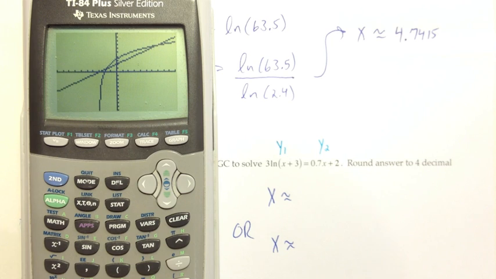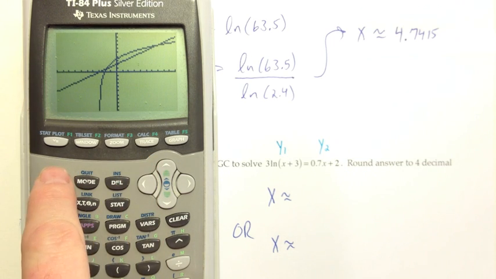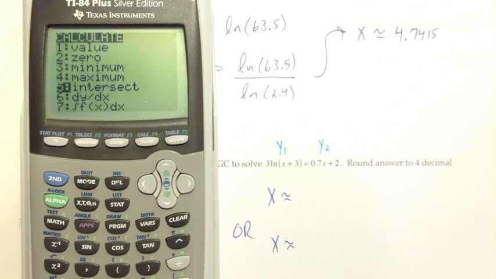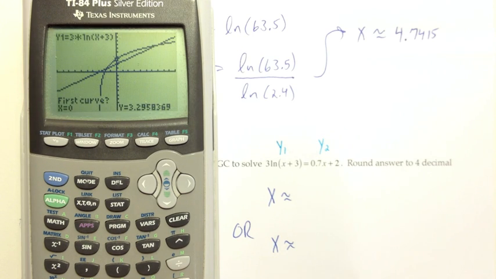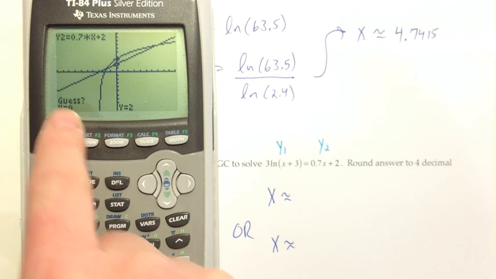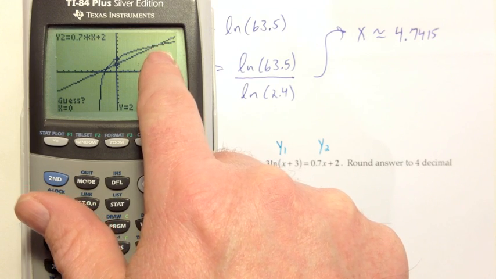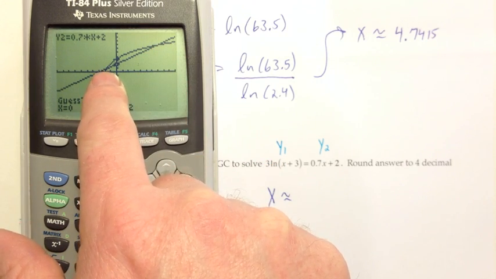So this is an interesting one. Let me go ahead and show you how this works. We go into the calc menu, and we choose intersect. And one of the things that we've seen with this before is it's going to say, is this your first curve? Yes. Is this your second curve? Yes. And we haven't paid that much attention to this, but what is your guess? Well, if you guess something close to this one, it'll find that one. If you guess something close to this one, it'll find this one.